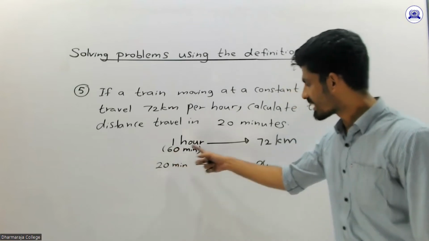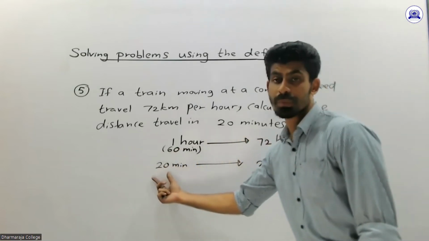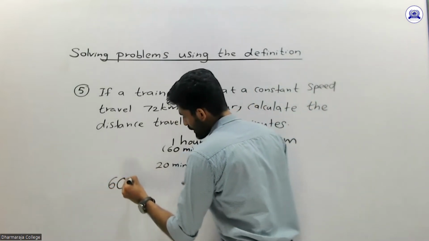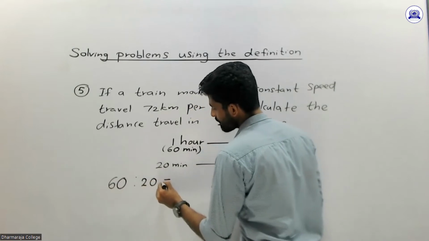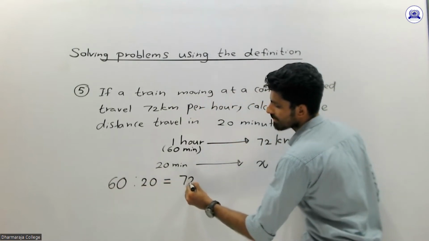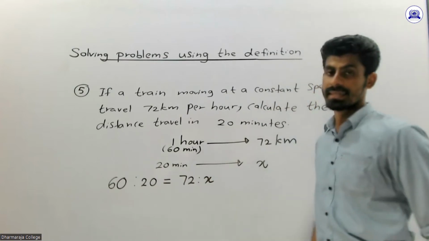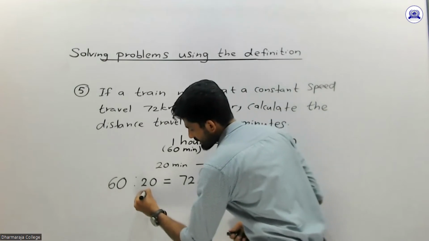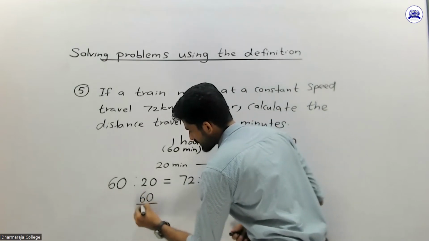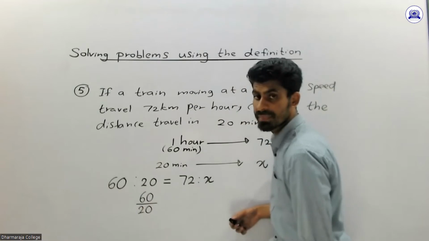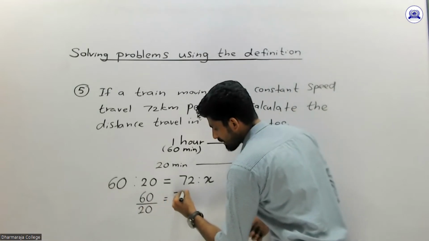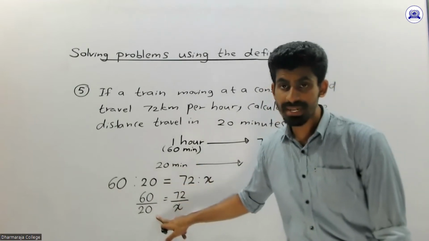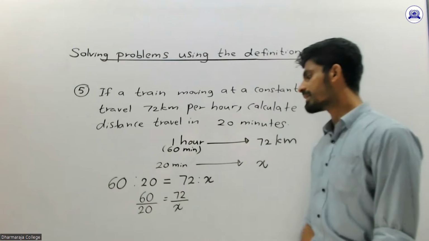Now we can write down 60 and 72. For the 20, you need to find the value of x. You can mention the ratio 60 to 20 equals 72 to x. Just write that as a fraction: 60 divided by 20 equals 72 divided by x.